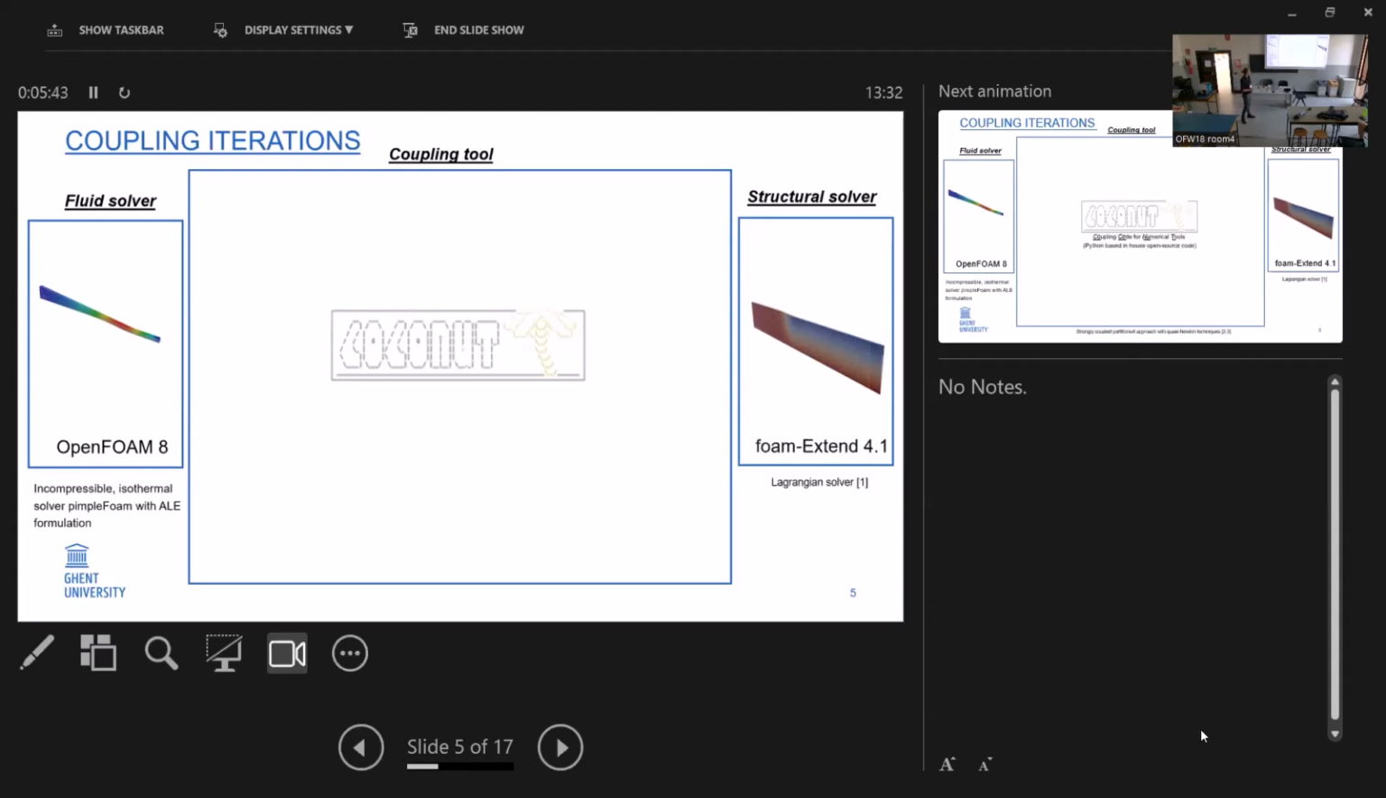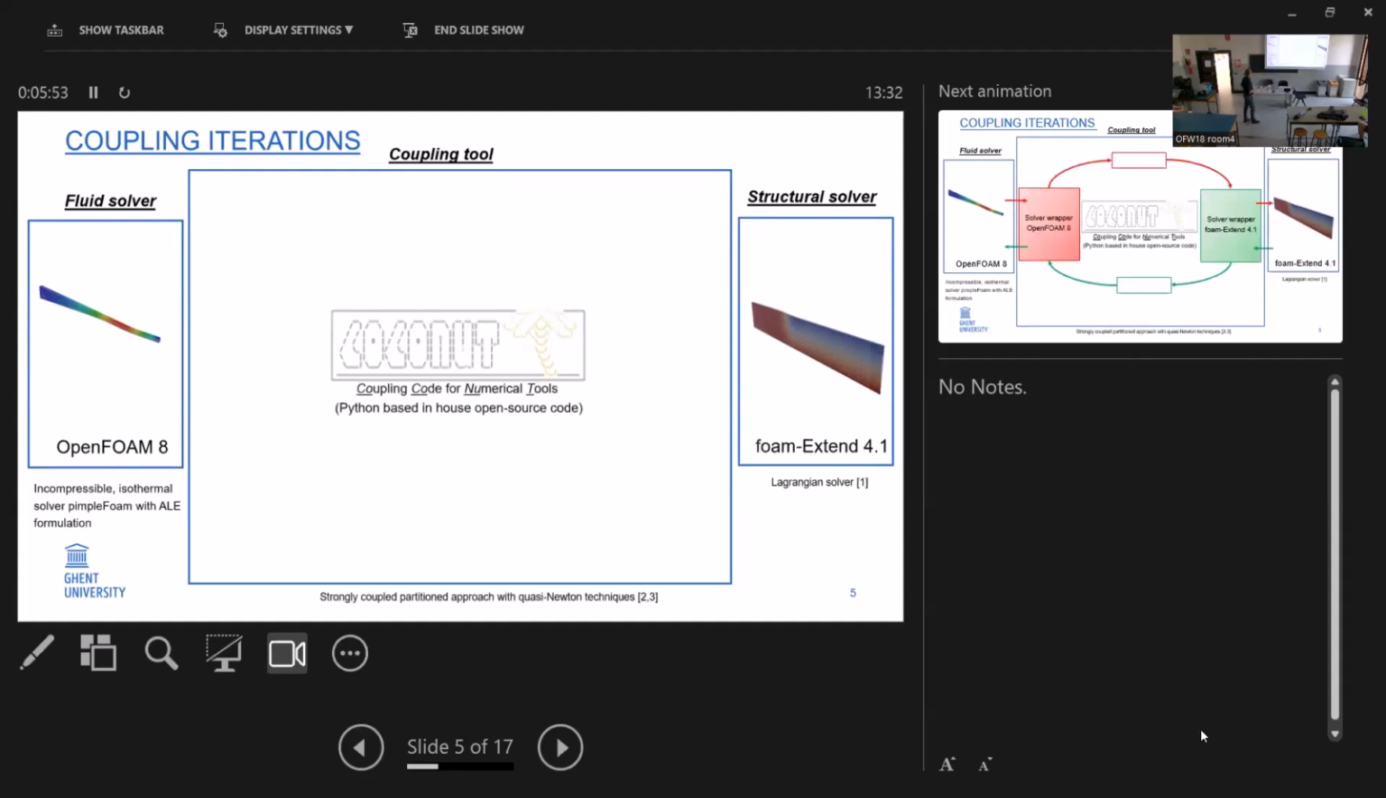The structural solver is a Lagrangian solver developed by Höhn, and runs in the extended foam model. To couple both solvers, a code called CoCoNuT, Code for Numerical Tools, is used. It is a Python-based in-house code, which makes use of a strongly coupled partitioned approach with quasi-Newton tools.